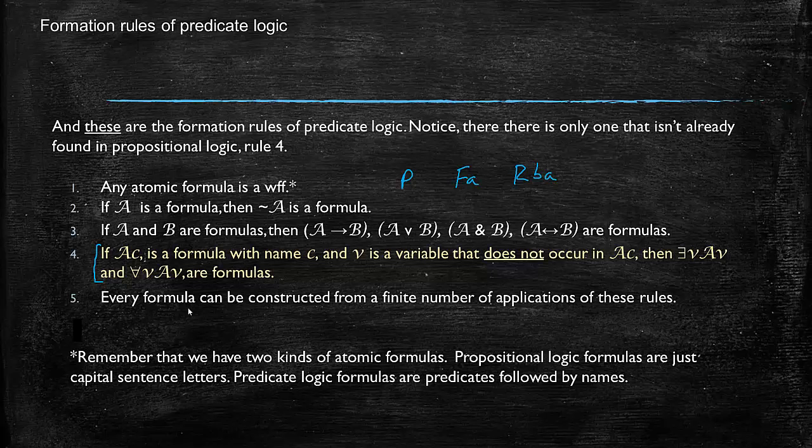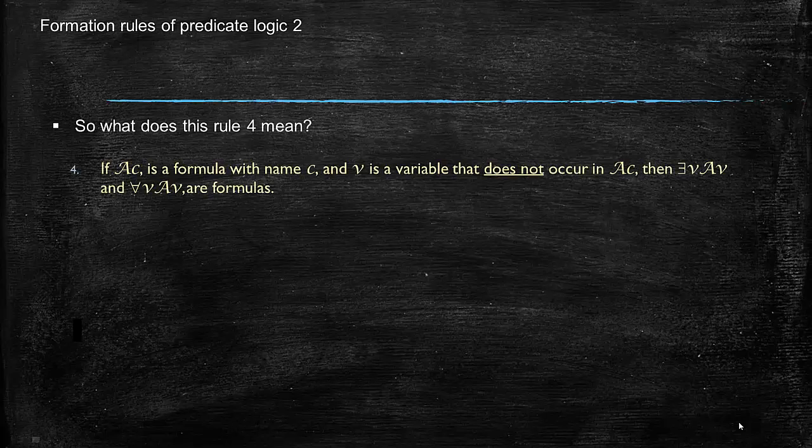And then we just have this final statement, which also occurred in propositional logic, that tells us that the preceding, in this case 1 through 4, are the only ways to make WOOFs in the language. So every formula can be constructed by a finite number of applications of these rules. All right, so the question we want to ask is, what does this rule 4 really mean? So let's see if we can make this clear.